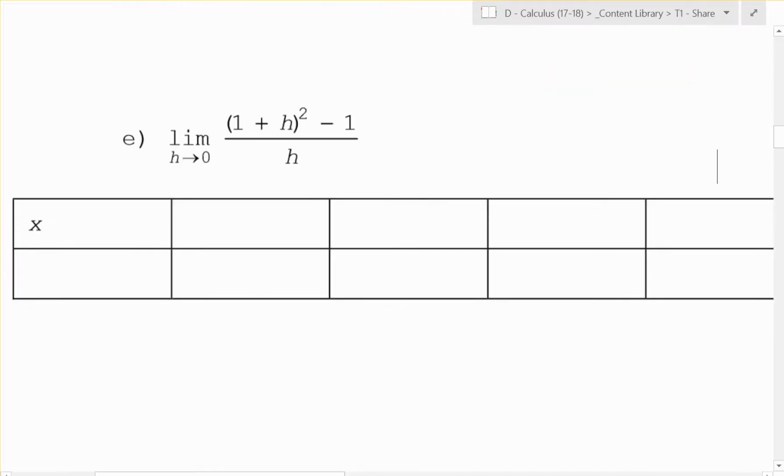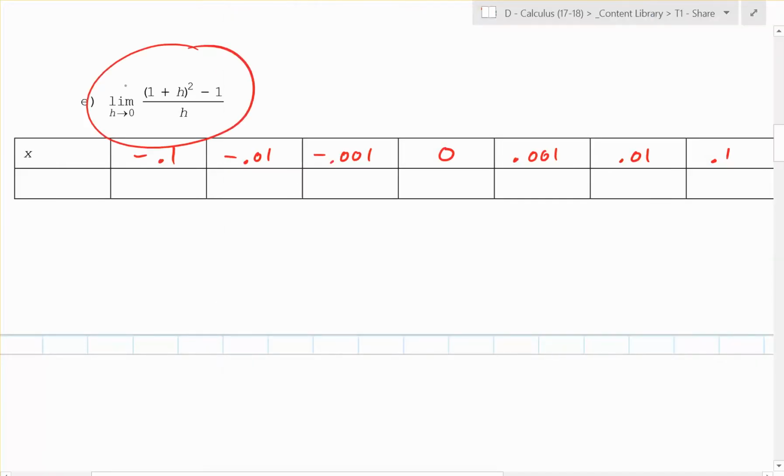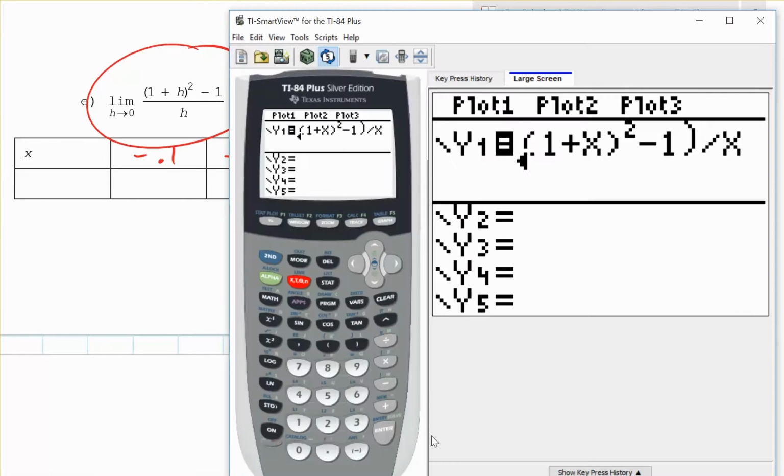So let's do one that's a little more complicated. Well, the c value here is 0. You can't plug in 0 into this because it's in the denominator. So we're going to use our calculator to make a trail of values. The first thing I'm going to do is enter this function, the function right here, into my calculator, like so. Then I'm going to go back to the main screen.